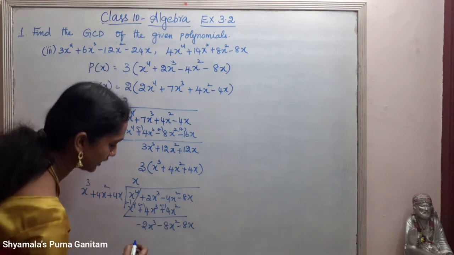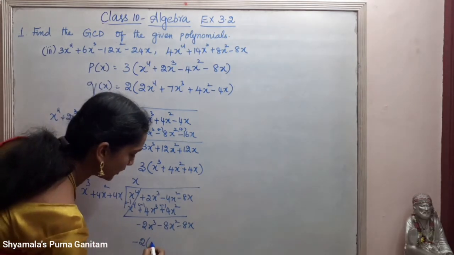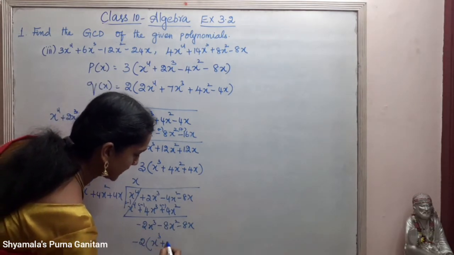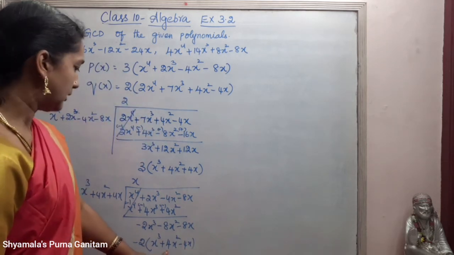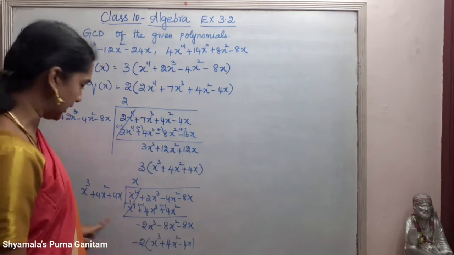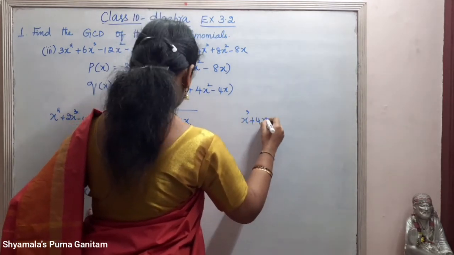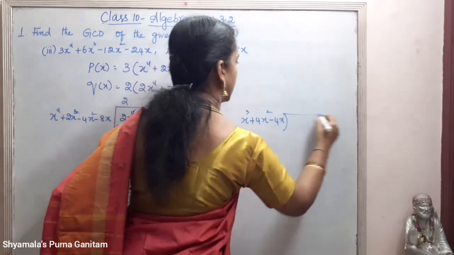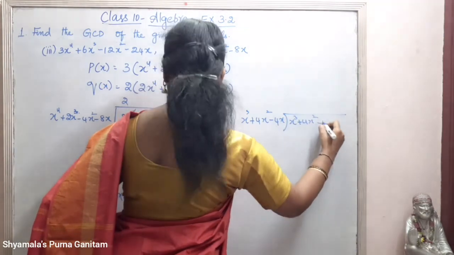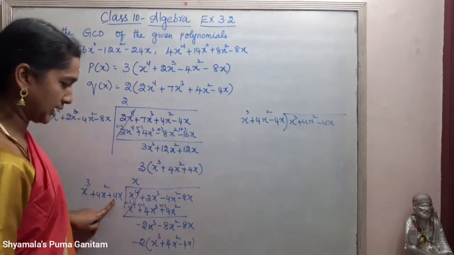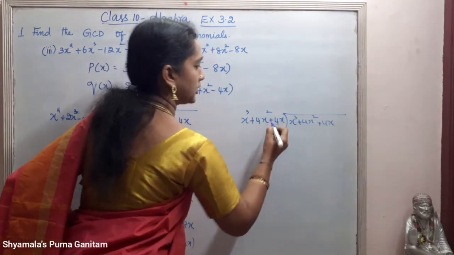So in all these three terms, minus 2 is common. Okay, so minus 2 into x cube plus 4x squared plus 4x. So that we will divide it by this. So x cube plus 4x squared plus 4x divided by x cube plus 4x squared plus 4x. Here minus we have taken, so here plus, here also plus. So in both the sides plus only.